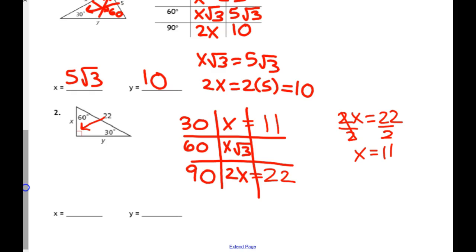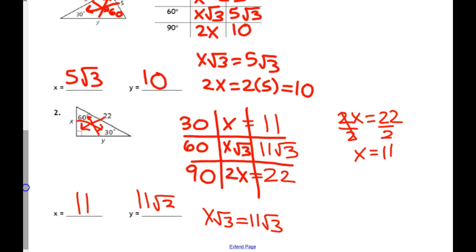Now, for the middle one, if x is 11, then x square root of 3 is going to be 11 square root of 3. So, there you go. Bada bing, bada boom. All right, now, x is across from 30, so that's going to be 11. y is across from 60, so that's going to be 11 square root of 3. It's important that you put the number in the right place, solve for x, and use that to find the other missing sides, right?